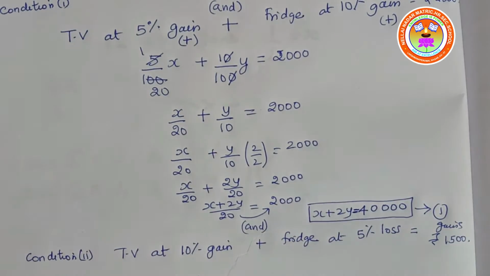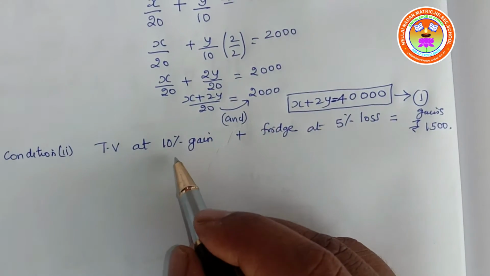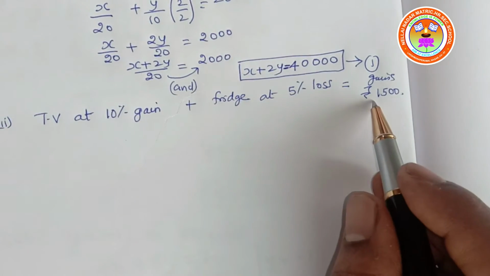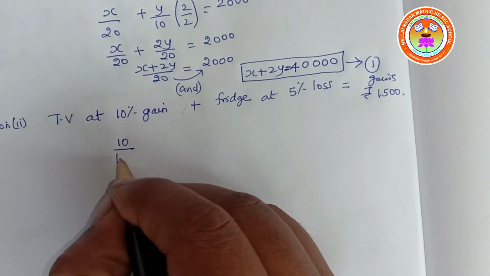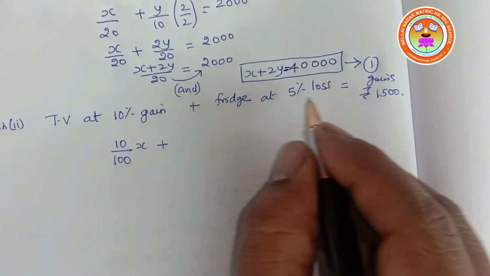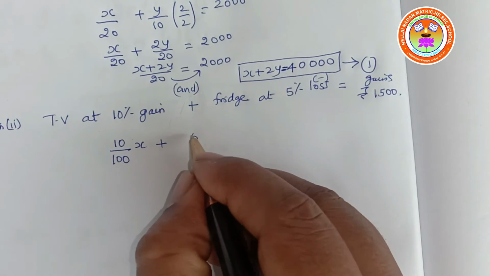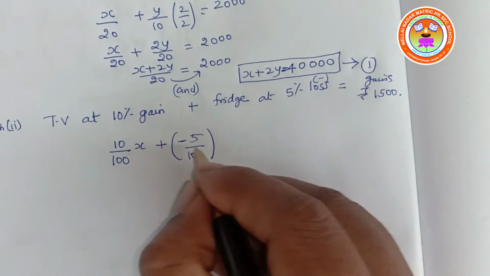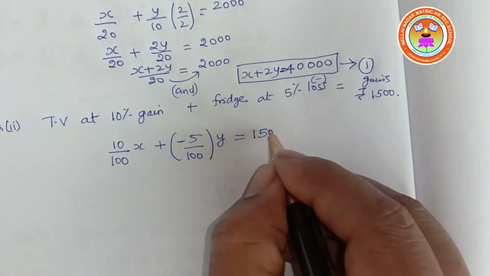Now according to the second condition, the TV at 10% gain and the fridge at 5% loss, the shopkeeper gains rupees 1500. So 10 by 100, the TV is X, plus the fridge at 5% loss, which means minus, 5 by 100, the fridge is Y, equal to 1500.